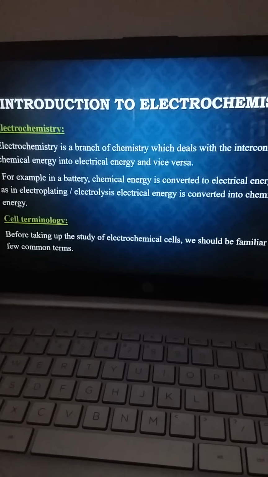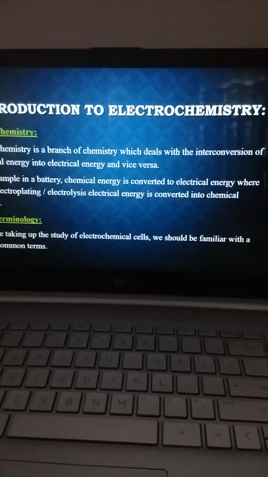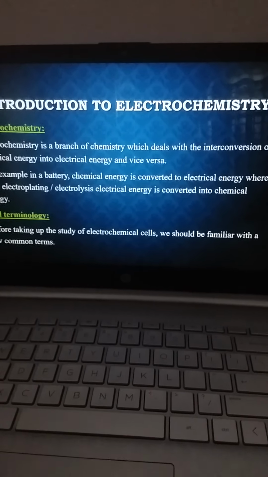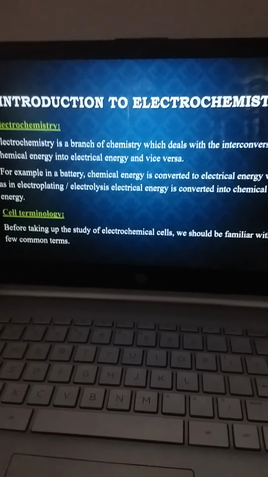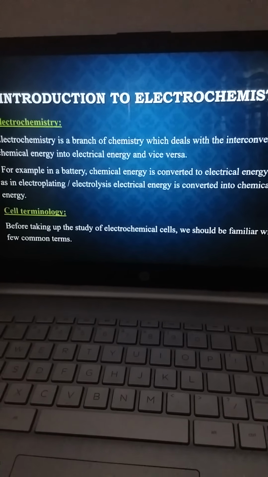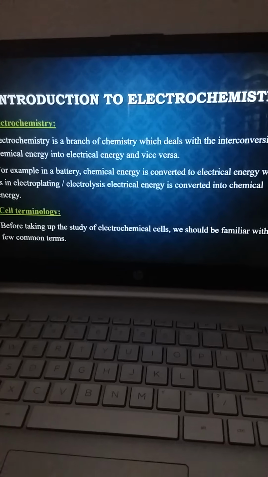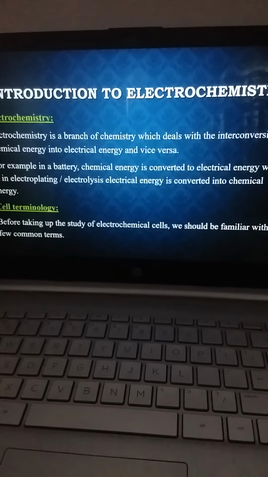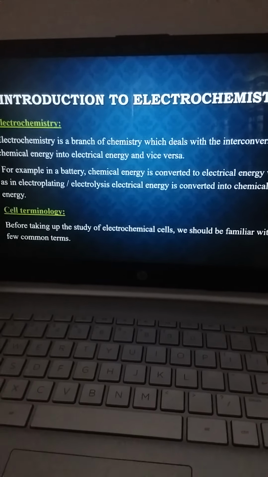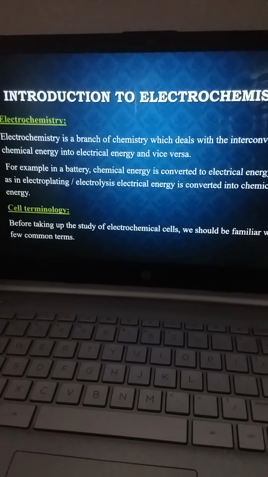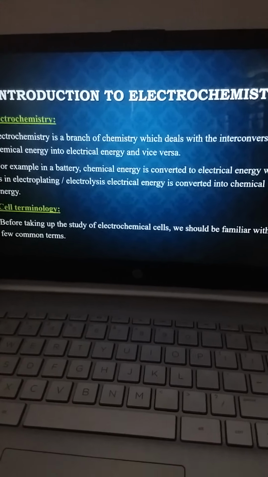For example, in a battery, the chemical energy is converted into electrical energy, whereas in electroplating or electrolysis, the electrical energy is converted into chemical energy. This is all about the introduction to electrochemistry.